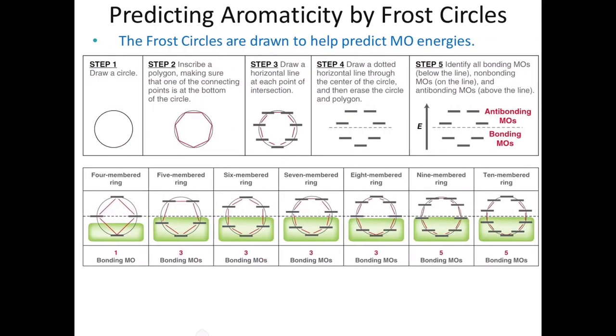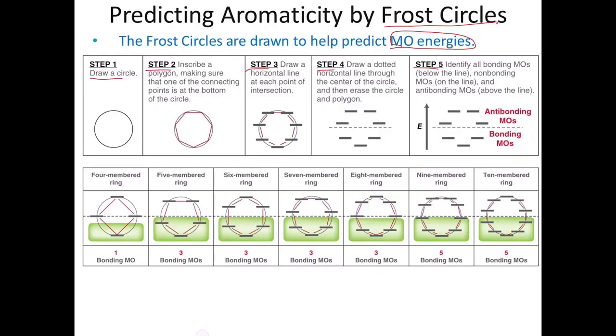Another rule that we could use is called the Frost circles. So here we have to draw the Frost circle using these steps. And I want you to follow those steps and make sure you can draw Frost circles properly. And then we can use them to predict the molecular orbital energies. And then once we predict the molecular orbital energy, we fill them from the lowest to the highest.